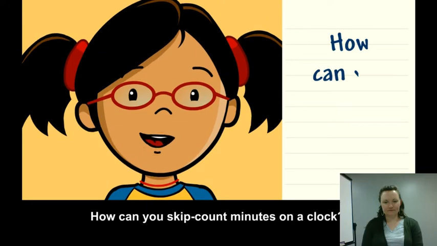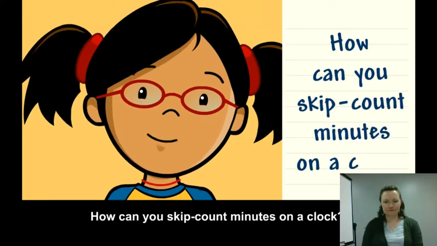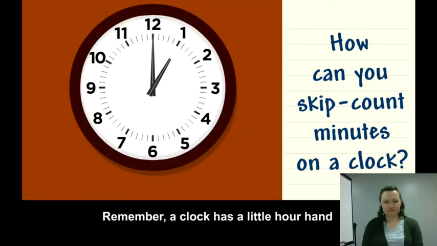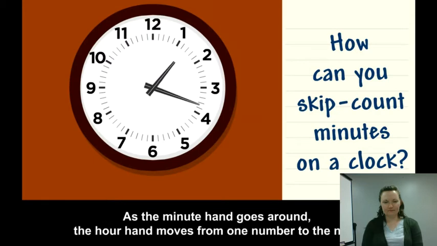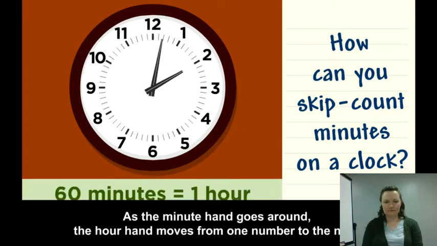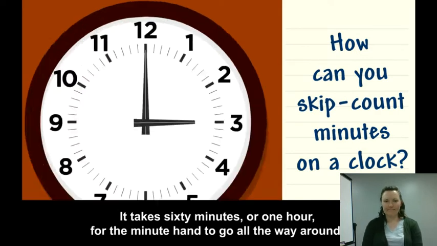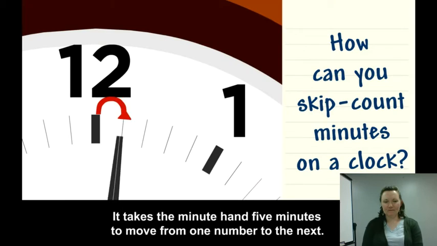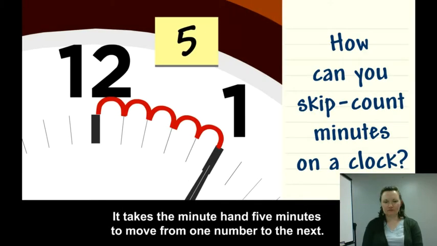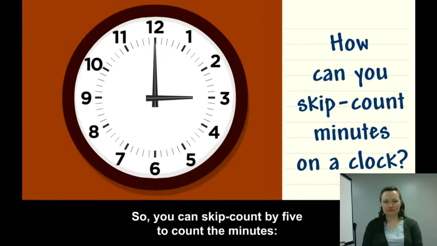How can you skip count minutes on a clock? Remember, a clock has a little hour hand and a longer minute hand. As the minute hand goes around, the hour hand moves from one number to the next. It takes 60 minutes, or 1 hour, for the minute hand to go all the way around. It takes the minute hand 5 minutes to move from one number to the next. So you can skip count by 5 to count the minutes.